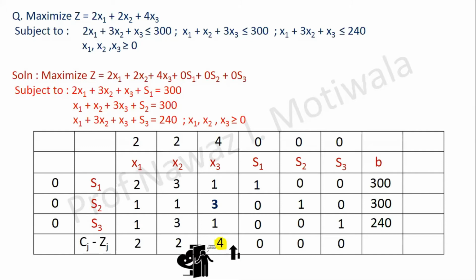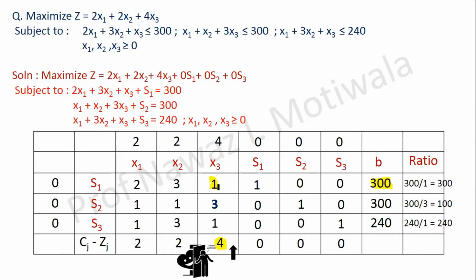And as my house is very small, someone has to leave. So from S1, S2, S3, someone should leave the house, or someone should leave the solution. Now which is that someone? To calculate that, we find out the minimum ratio. Ratio will be B, that is 300, divided by the values of this column. So 300 divided by 1, I will get 300. Then 300 divided by 3, I will get 100. And 240 divided by 1, I will get 240.